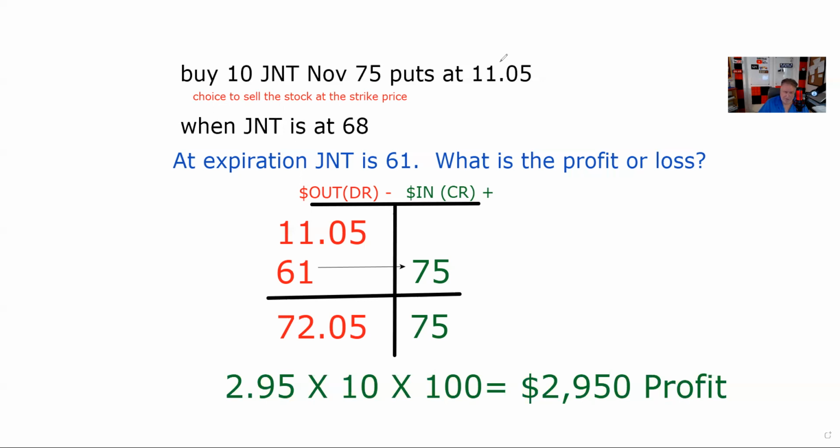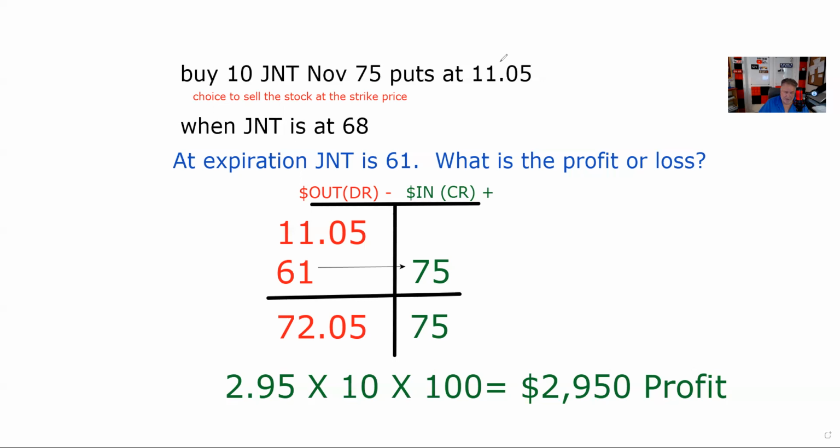Now, the other way you could have proceeded is to take the break even, memorized, 75 minus 11.05 to get your break even, and compare 61 to that break even. You could have said, oh, it's 2.95 in the right direction because this is a bearish transaction. The reason you're a winner here is because you were right about all three things. You have to be right about three things. Direction: you said JNT was going to go down, and you were correct. You have to be right about how far down, because you've got to cover your out-of-pocket costs.